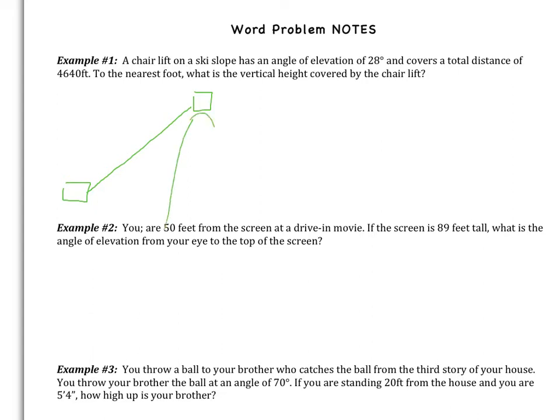So this is like our mountain, here's the ground. Mind you, this is not 100% accurate. It wouldn't be quite that angle, but we're just drawing a picture. So then it says angle of elevation of 28 degrees. That 28 degrees goes here.